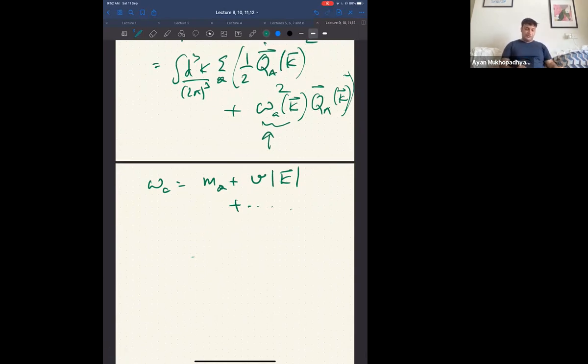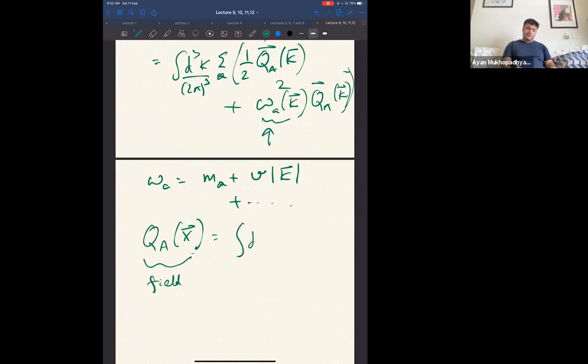What I can do is a Fourier transform now. I can define something called q_a(x). It's a field, what I call the field, and this is simply the integral of d^3k over (2 pi)^3, e to the power i k dot x, times q_a(k). So this is something I can call the field. Of course, this is a vector field, as you see, right? It's a vector field.